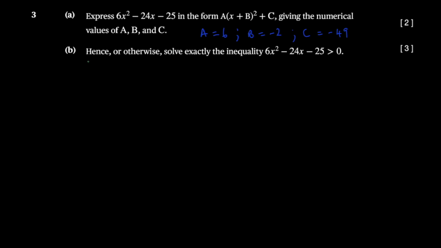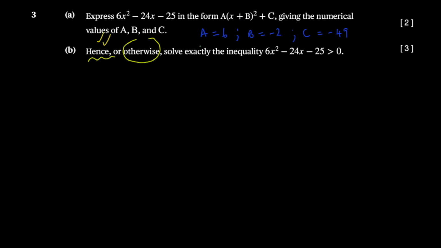The next part says hence or otherwise. Hence or otherwise simply means you can use the answer that you got, or you can start afresh and use any other method. It's still fine. They just want you to solve this inequality here. So I'm going to take the hence part, because the hence part usually saves time. You need to factorize this expression, so I'm going to use the elements for this one. We have the answers already.